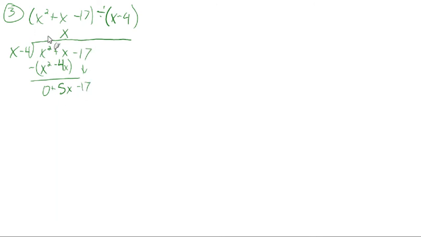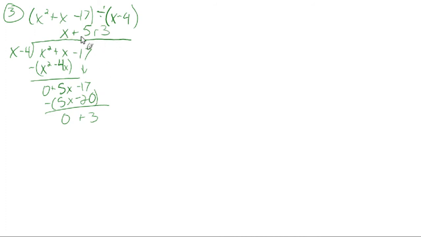And now we start again. x times what is 5x? x times 5 is 5x. 5 times x is 5x. 5 times negative 4 is negative 20. And we subtract. So 5x minus 5x is 0. Negative 17 minus a negative 20, that's going to be positive 3. So we have a remainder of 3.